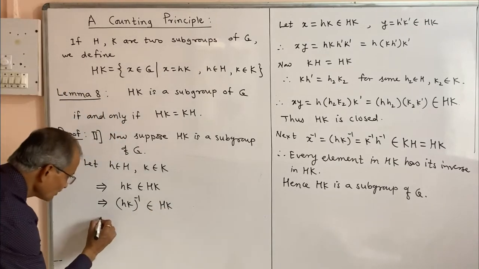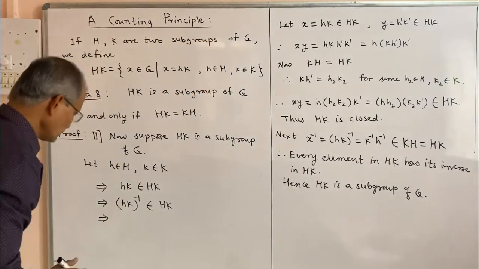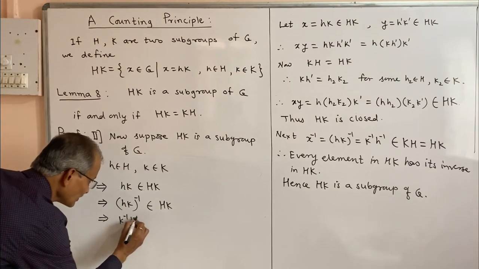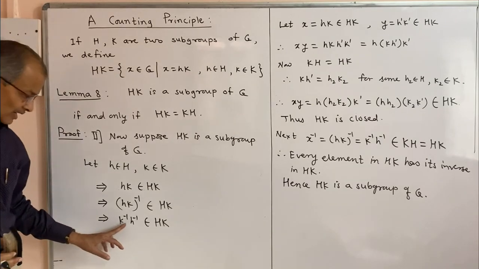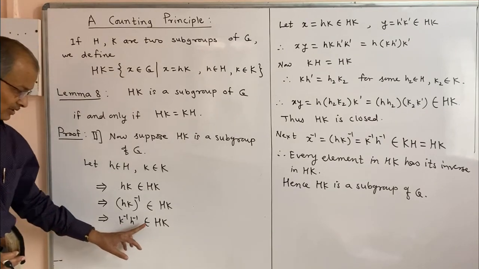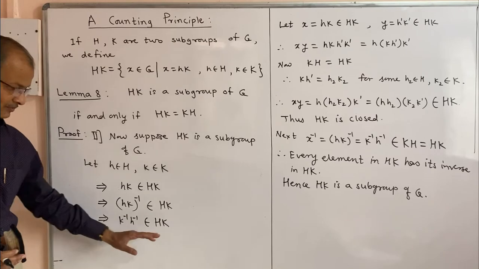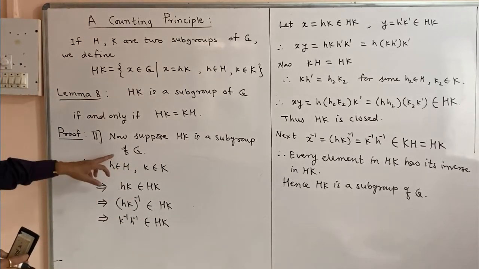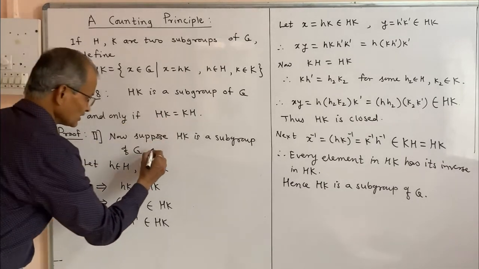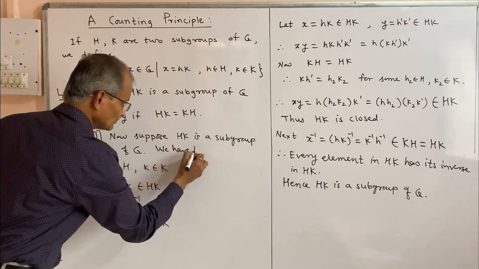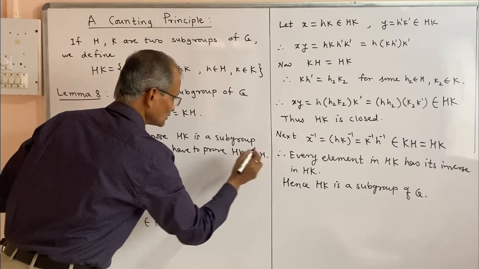But what is the inverse of hk by the reversal law? Again, here we have k inverse h inverse. So this implies k inverse h inverse belongs to hk. But you see, k inverse h inverse is an element in kh, and an element in kh is in hk. So therefore kh is a subset of hk. Assuming this, what we have to prove is hk is equal to kh.